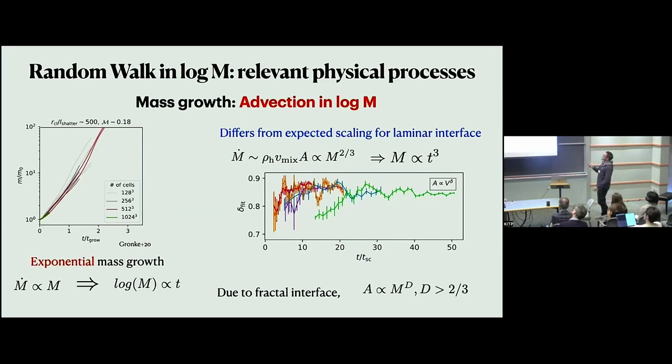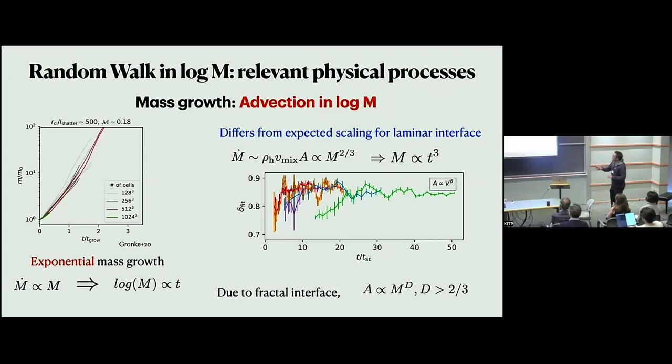So what are the relevant physical processes? You basically want to write down a Fokker-Planck equation for what's going on in mass. So you can think, all right, first of all, we have mass growth, right? And it's consistent with something that is growing geometrically, meaning that m dot is proportional to m, right? And so log m is scaling with time. Here's exponential growth. This is not what you would expect for something in a laminar velocity field, right?